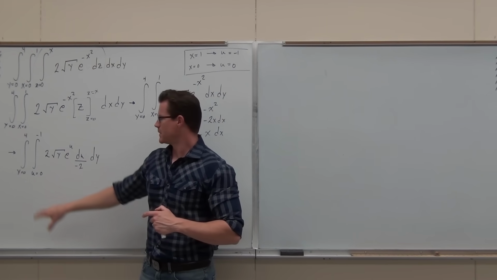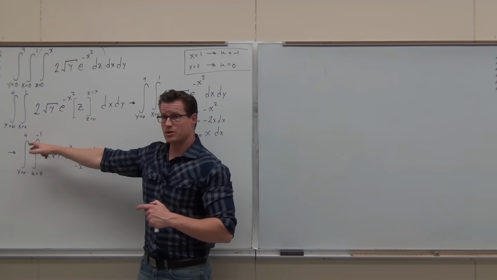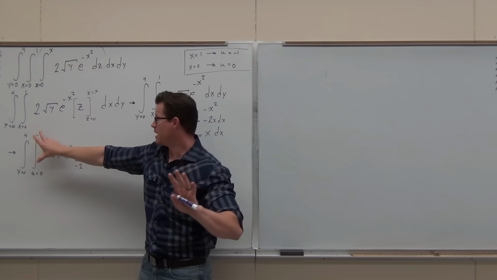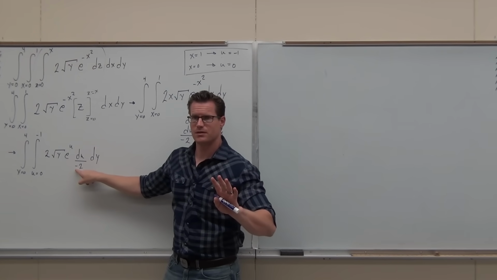Negative 1 smaller than 0. Yeah. So if I switch them, what's going to happen? Sign. So here's what I'm going to do. Don't get lost. You blink, you're going to miss it. I'm going to switch these around, but I'm going to eliminate that sign. You guys see that? Yes, no?